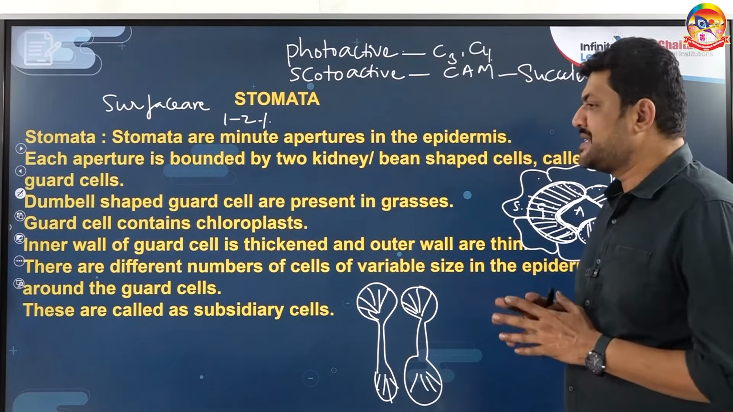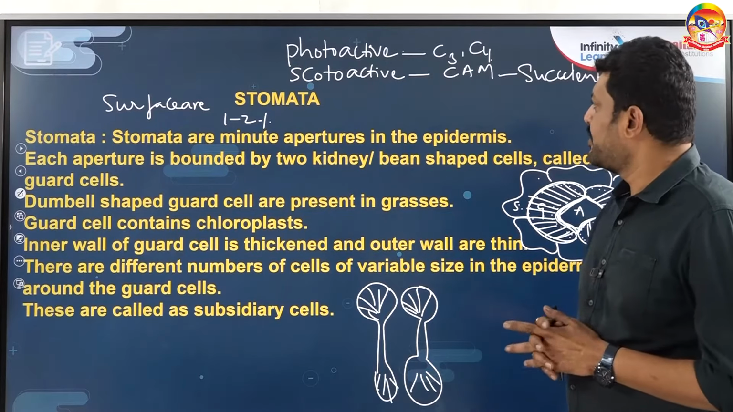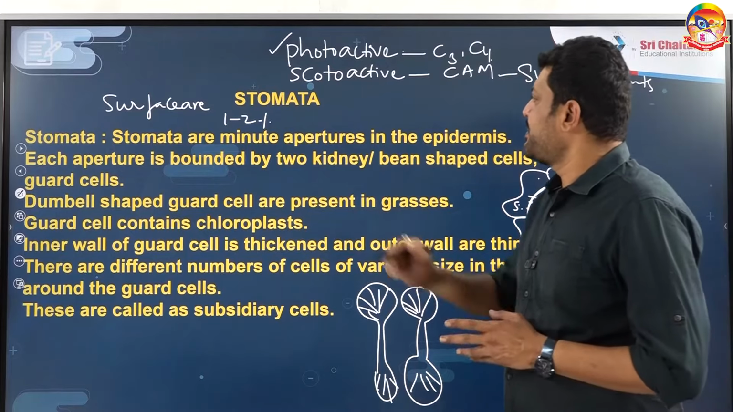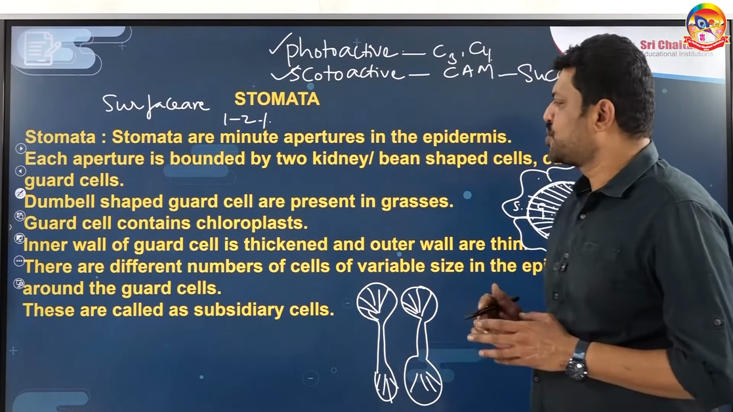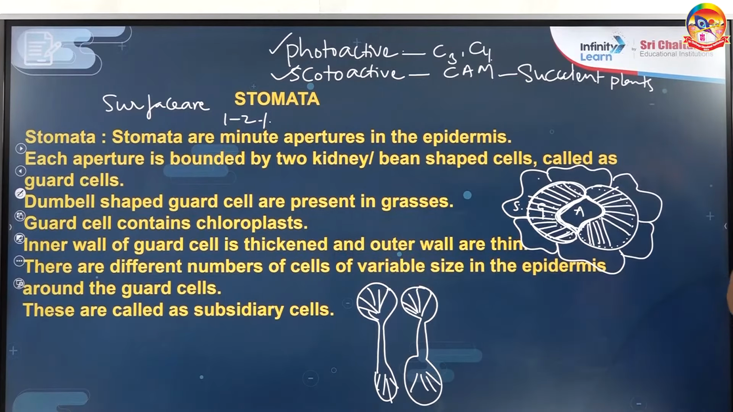Inner walls of the guard cells are thick and elastic. That is a question. Okay, the stomata that open in daytime are called photoactive. Stomata that open in night time are called scotoactive. Inner wall of the guard cells is thickened and outer wall is thin. There is a variable number of cells, varying in size, in the epidermis around the guard cells, and these cells are called subsidiary cells.